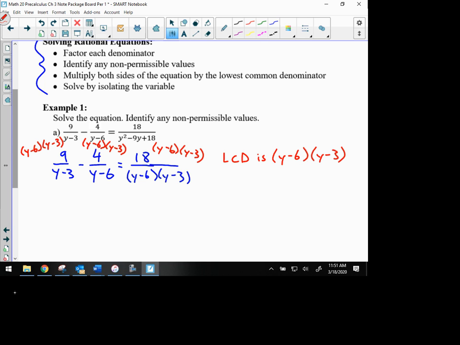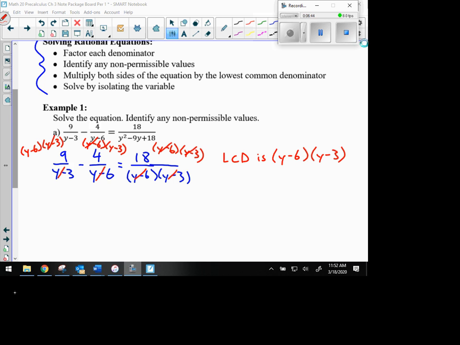And so what we have in our first expression, we see that the y minus 3's would cancel, because we have a y minus 3 in the numerator now, and then a y minus 3 in the denominator. We have a y minus 6 in the second expression, so that's canceling as well. And then we have a y minus 6 and a y minus 3 in the third expression, so that all cancels. So we can see what we're left with.